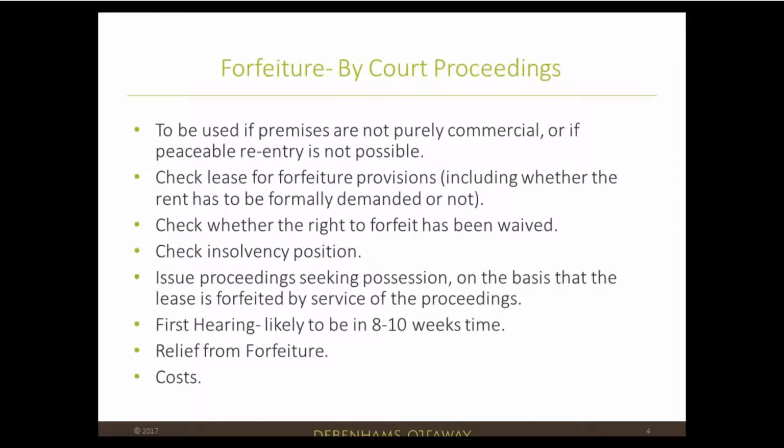I'll turn now to forfeiture by court proceedings. You would use this if the premises are not purely commercial in nature, or if peaceable re-entry is not possible. Again, you want to check your lease for the forfeiture provisions, check whether the right to forfeit has been waived, and check the insolvency position.